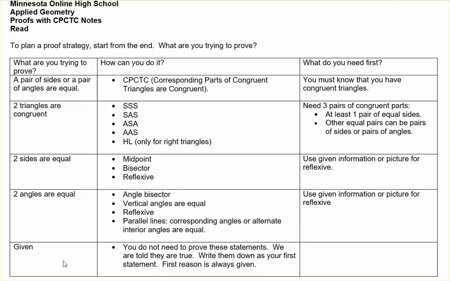Looking at the given is what we're told at the very beginning. The nice thing about that is we don't have to prove anything about the given. That's what we are flat out told is true. We always start by writing that down, and given will be our first reason. Let's do an example.